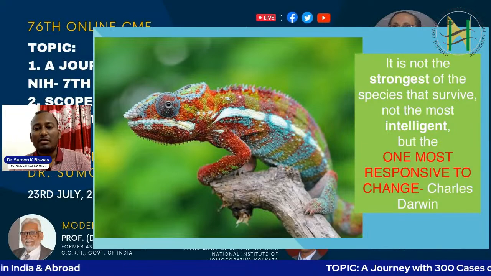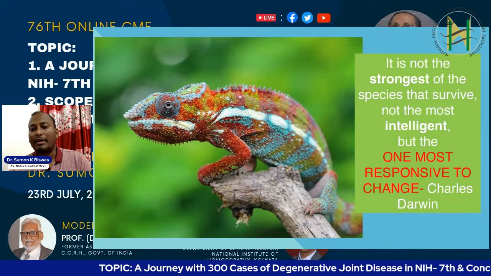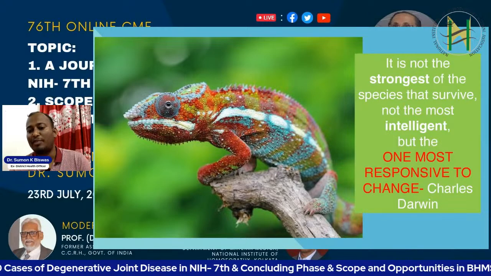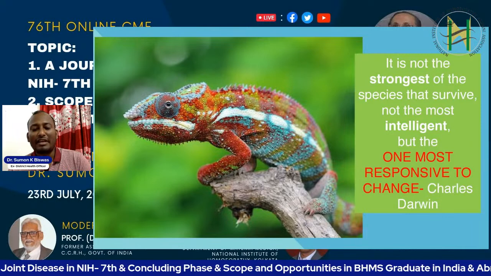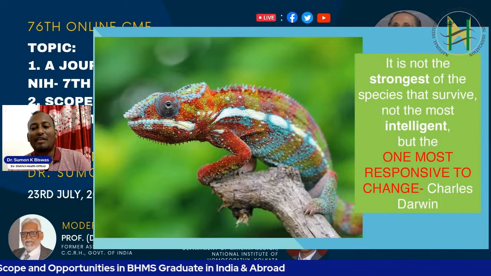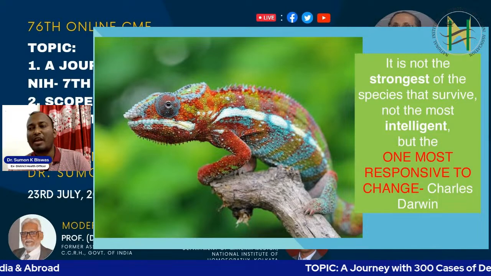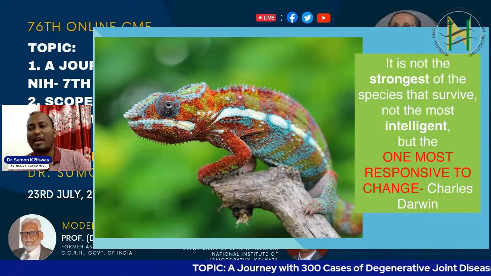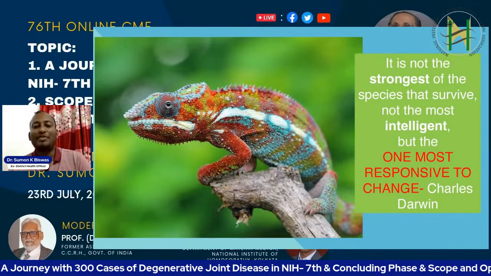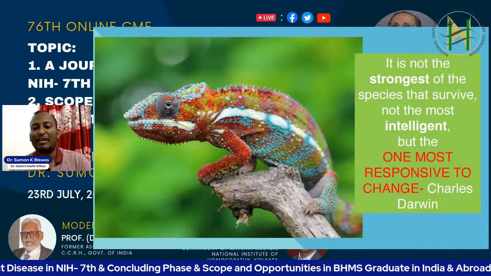You may know this lizard. Charles Darwin mentioned that it is not the strongest of the species that survive, not the most intelligent, but the most responsive to change. This lizard changes its color according to its environment or the situation. As homeopaths, we need to change our color as per the situation, or respond based on the situation or environment, then you will succeed.